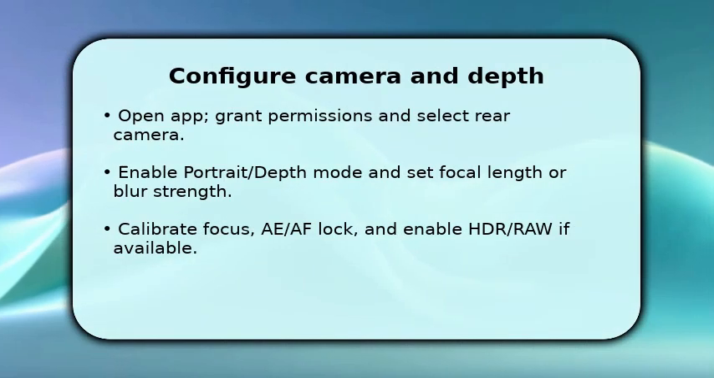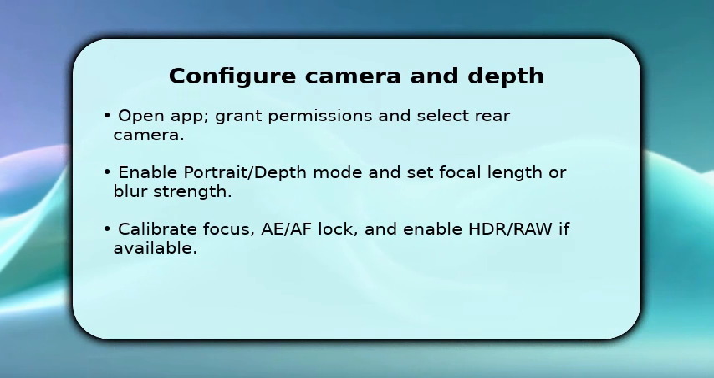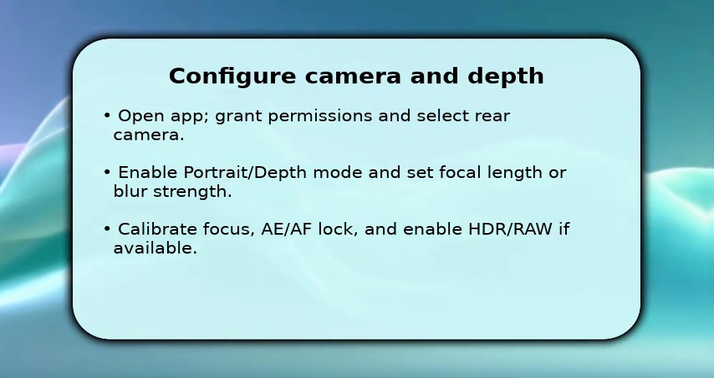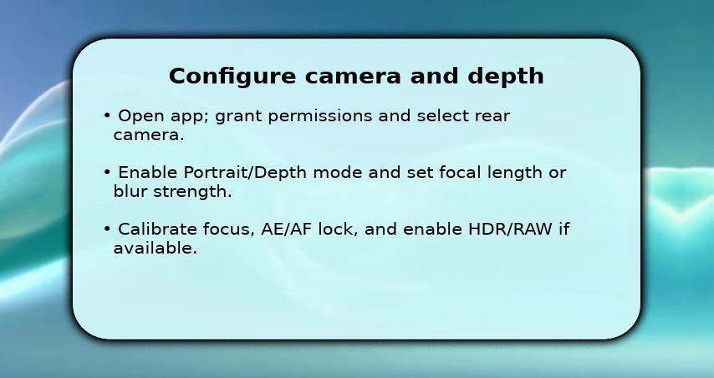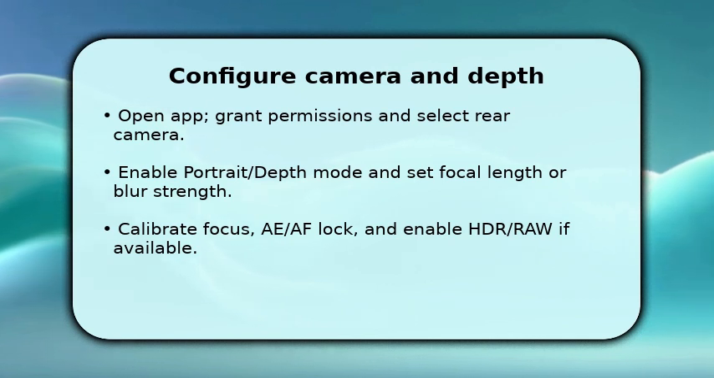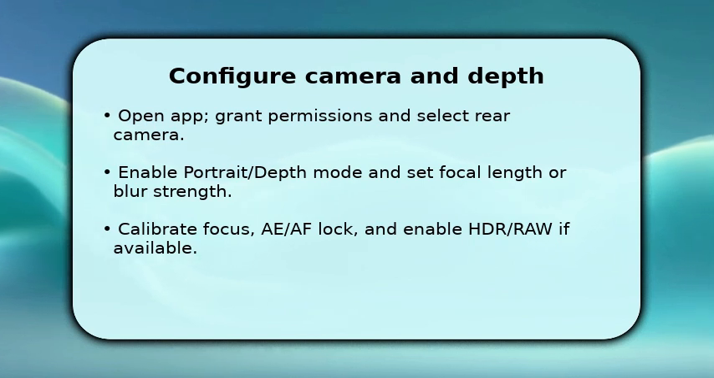You now configure the app to produce iPhone-like portraits. Open it, grant permissions, and choose the rear camera. Next, enable portrait or depth mode and pick a focal length or blur intensity that gives natural bokeh. This controls subject separation. Adjust focus and lock AE/AF on the subject so exposure and focus don't shift.